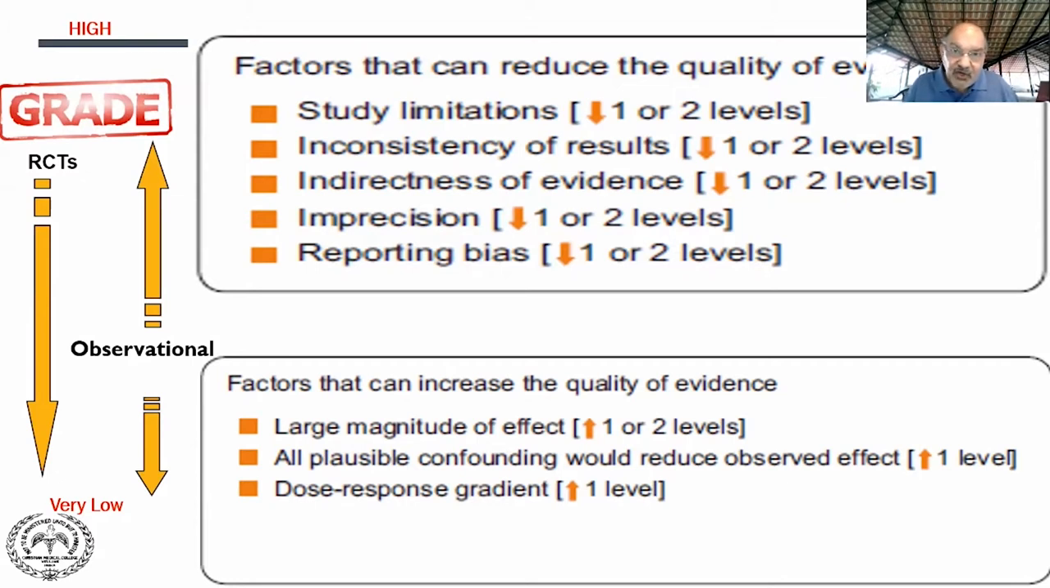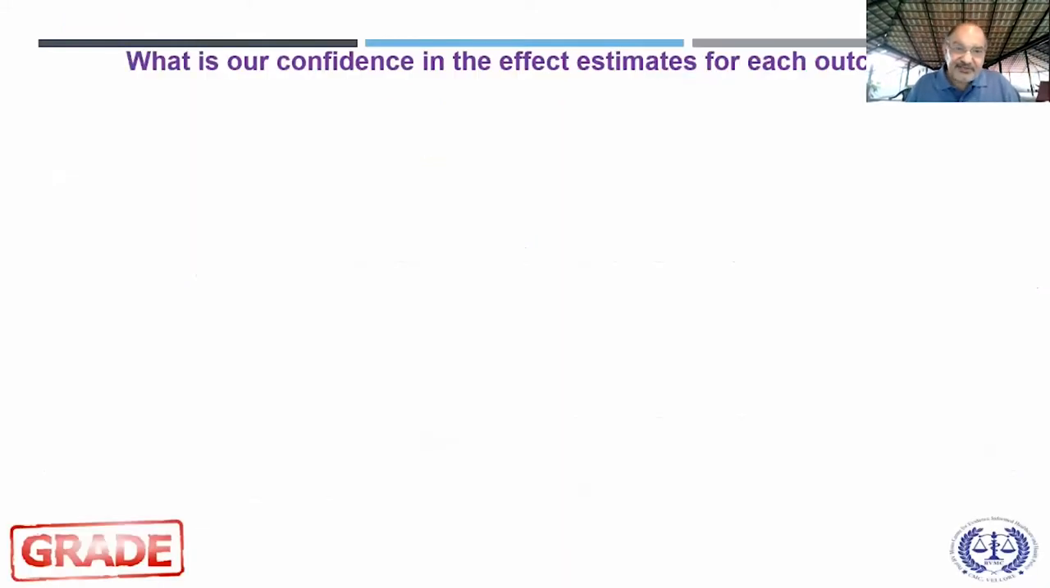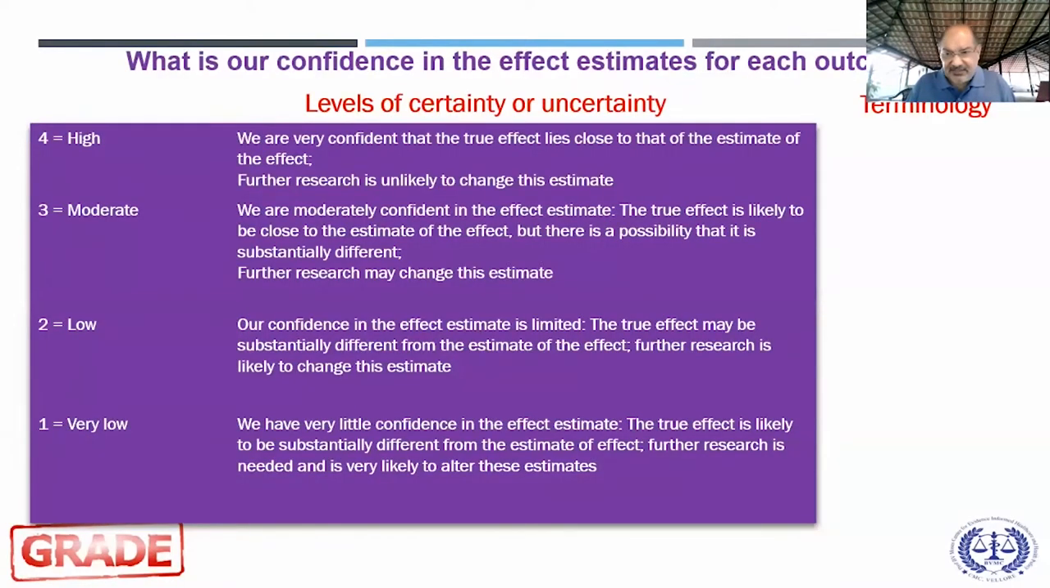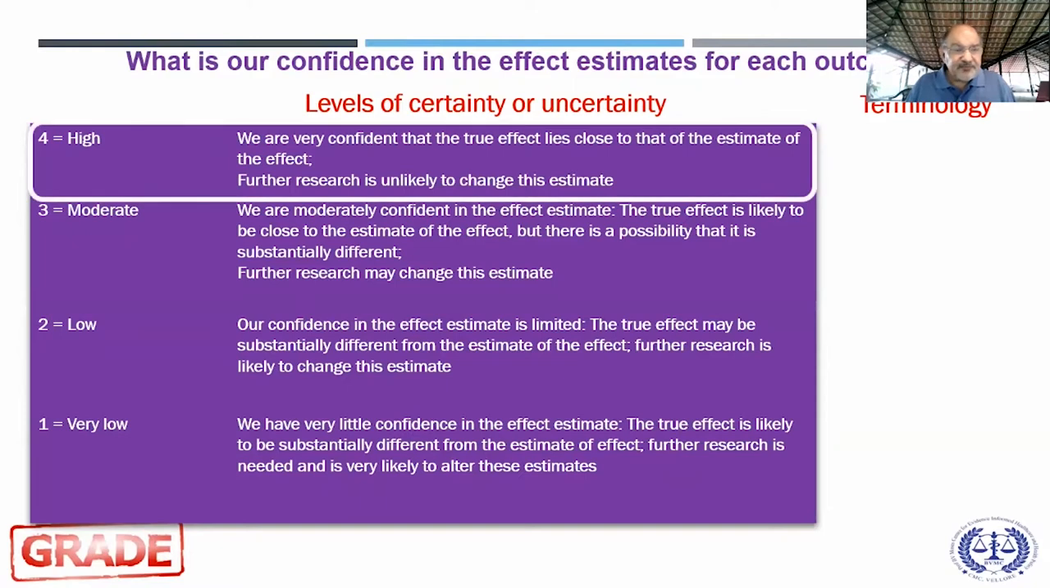Also, if you find that across the body of evidence, there is a clear dose-response relationship between the amount of intervention and the outcomes, that can also give you some confidence that this is likely to be a true effect. So you end up then with 4 levels of certainty or uncertainty, which tells you that if you have not downgraded the evidence for any of those domains, you can say you're very confident that this is the true effect, and further research is not likely to change this.